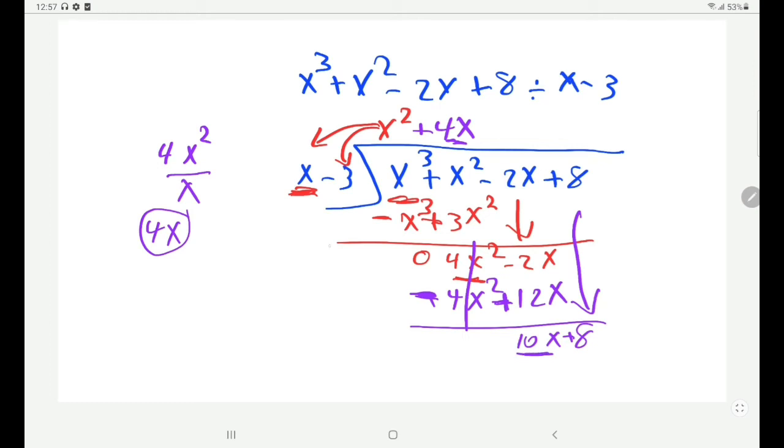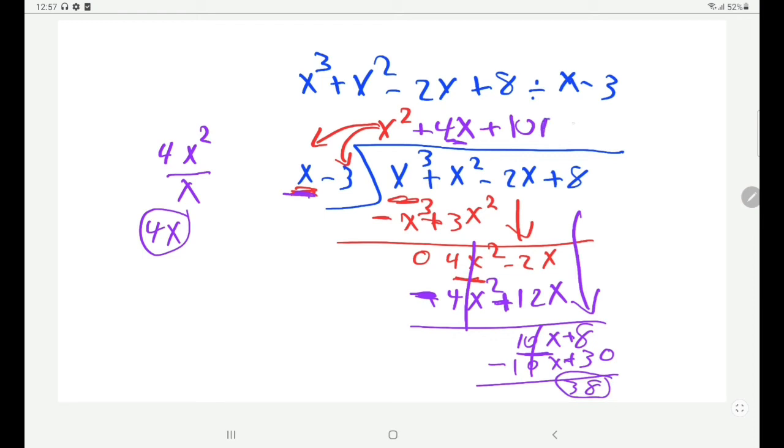You divide the first term by the first term here as well again. So 10x divided by x is just 10. So 10 times x is 10x. And 10 times negative 3 is negative 30. And you subtract. We said we'll change the sign right away so we don't have to get confused. Then 8 plus 30 is 38. And this is your remainder because it cannot divide anymore.